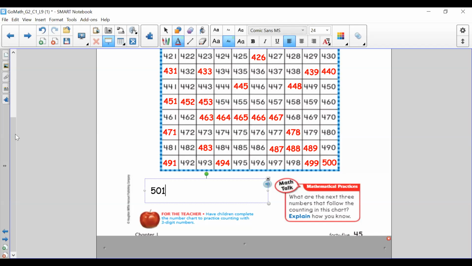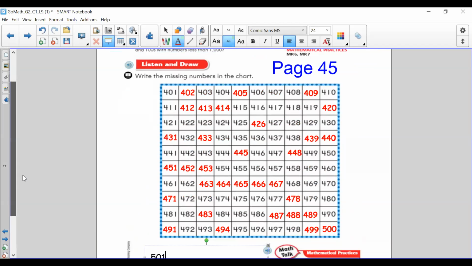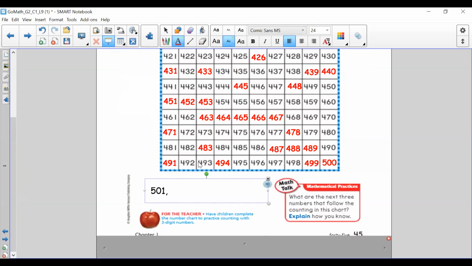501. And if you go back to the top, see how that's 401? Well, this would be starting a new hundreds chart. 501, 502, and 503. So make sure that when you're writing numbers in the hundreds, you don't write 501, 502, because that would be in the thousands, and that would not be right. So we have a 5 in the hundreds, 0 tens, and 3 ones. Okay, so now we're going to be going to our next page.